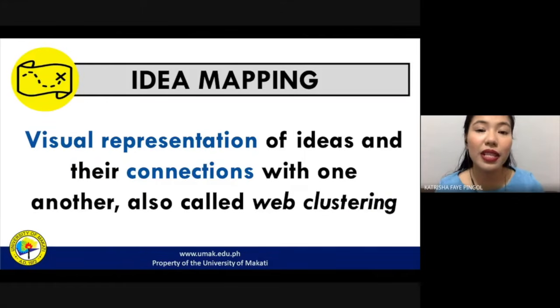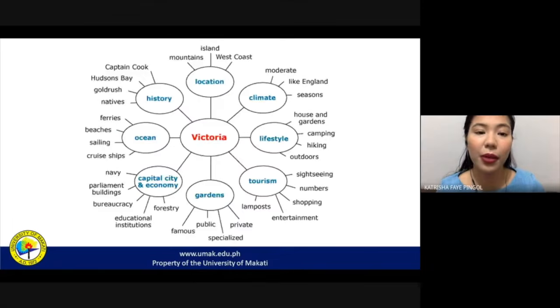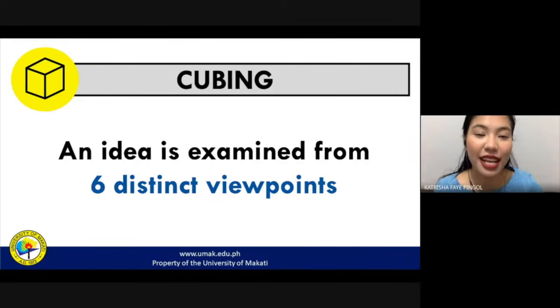All right, the next one is idea mapping. Idea mapping is simply a visual representation of your ideas and how these ideas are connected to one another. This could also be referred to as web clustering. Okay, or like this. All right, so let's move on to the next one, which is cubing.